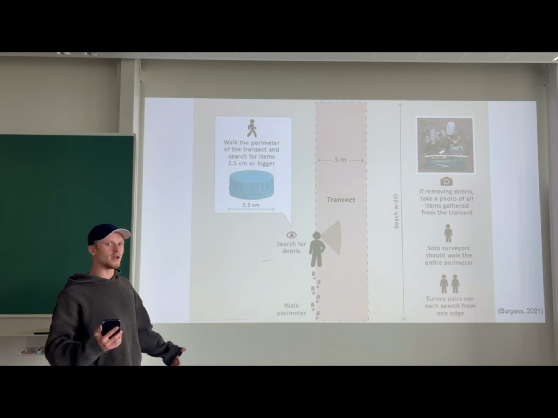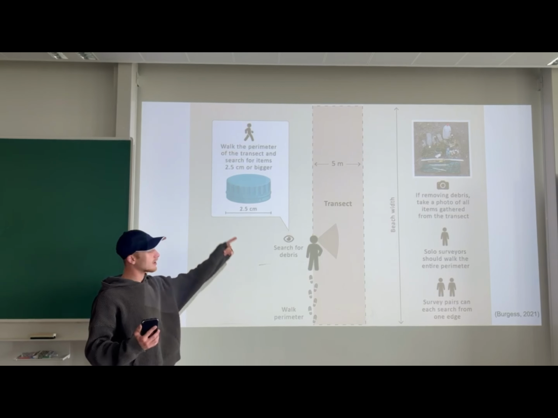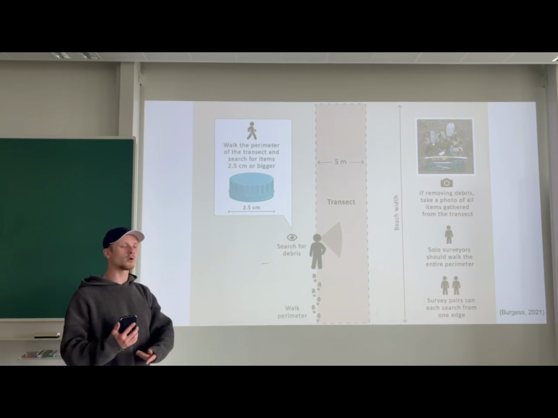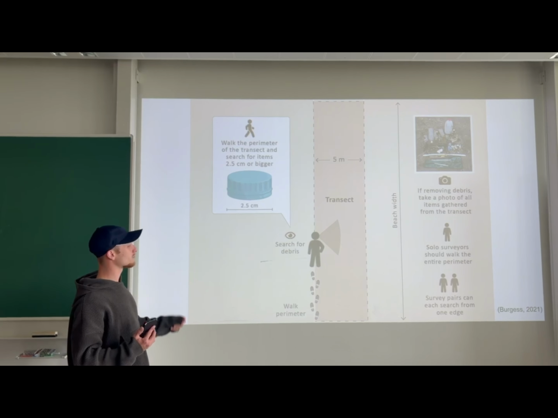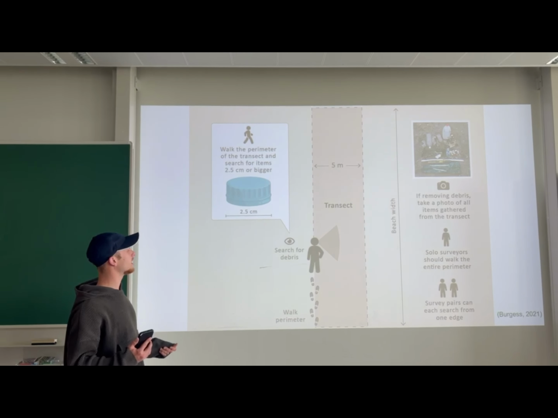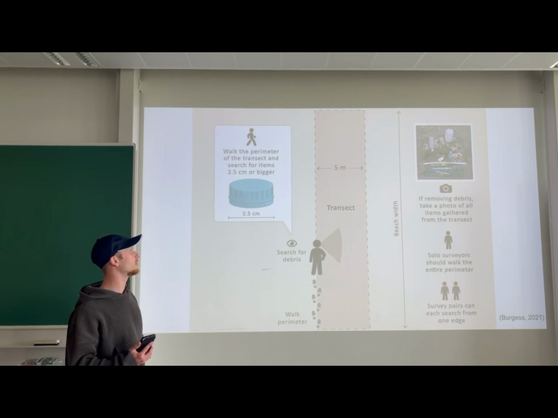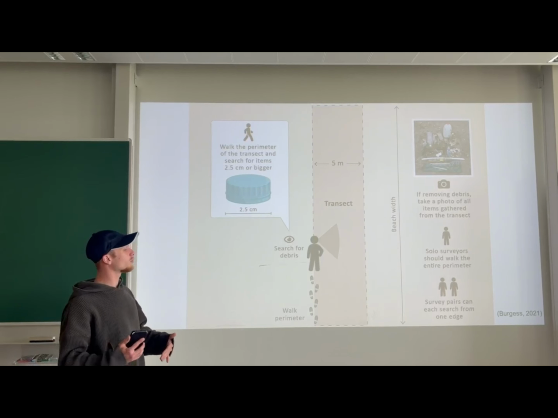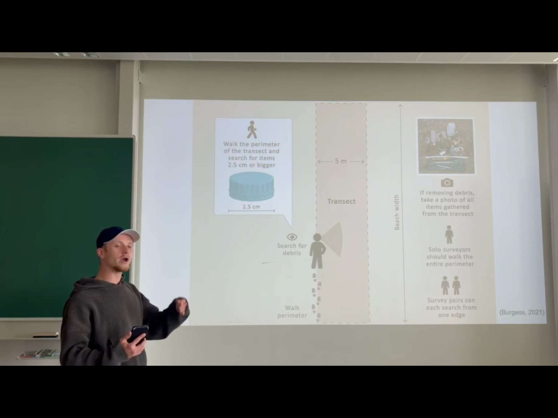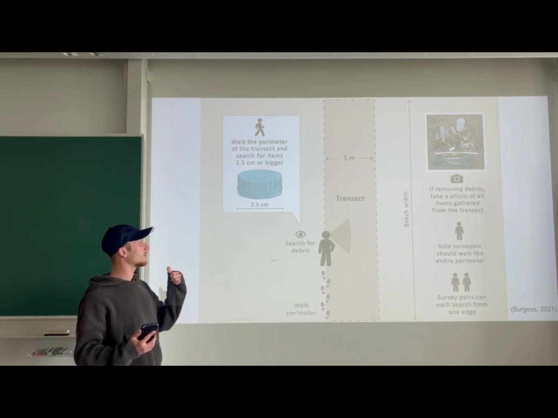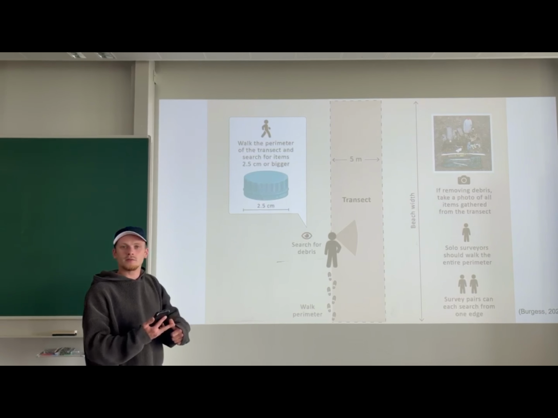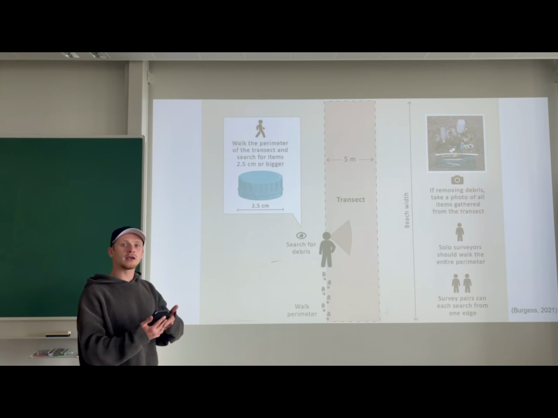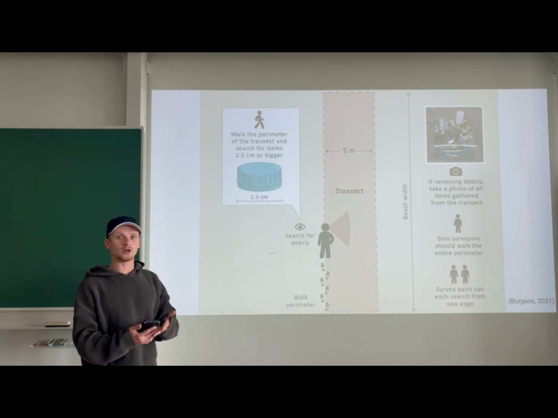To catch the plastic debris, you walk alongside of the transect, you look inwards, and you search for plastic debris that is bigger than 2.5 centimeters, so macroplastic. After you've caught the plastic debris, we're going to analyze it by weighing the amount of plastic, capturing a photo of what the plastic is, and also by counting it and measuring the longest length.